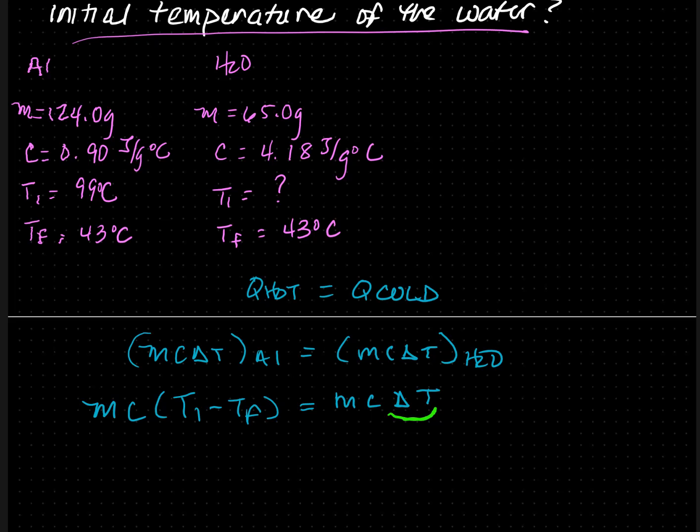At this point, now I'm going to plug in. So the mass is 124.0 grams. My C is 0.90 joules per gram degrees Celsius.